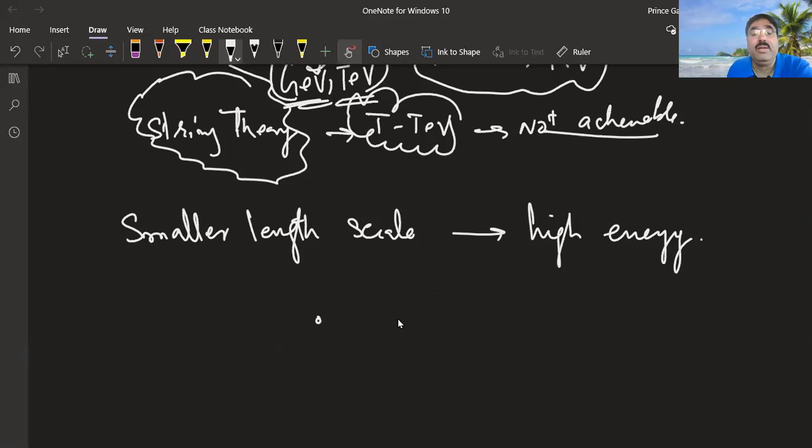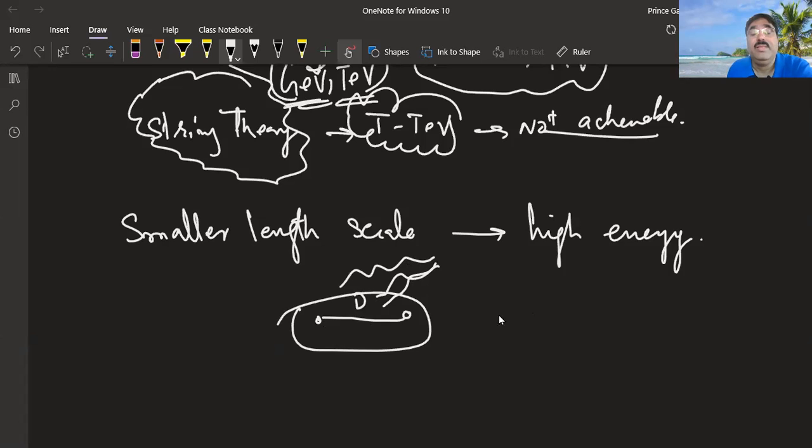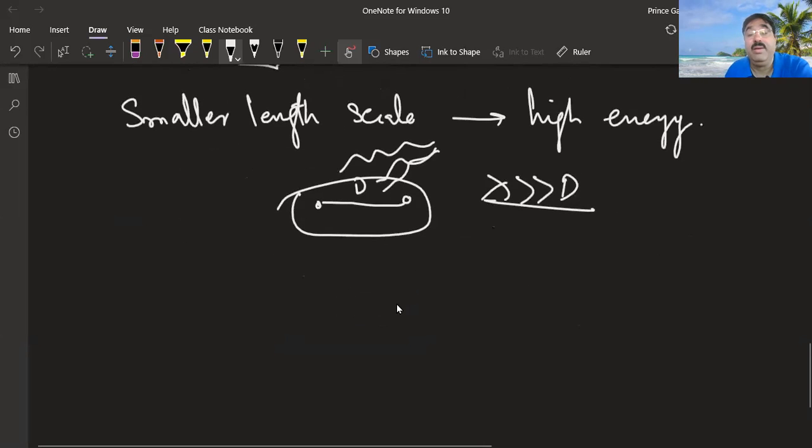Suppose you have two particles which are separated by some distance, say d, and you throw some wavelength at it, which wavelength is greater than this d, lambda is greater than d, then you cannot see that they are separated. They can be seen as a single particle. There is no way to see them as separated particles.